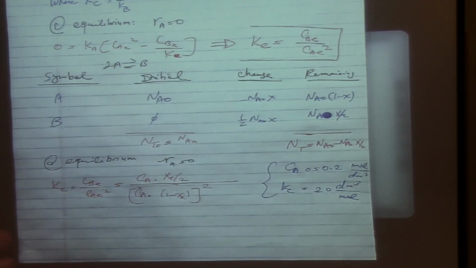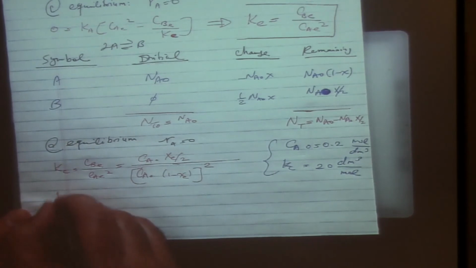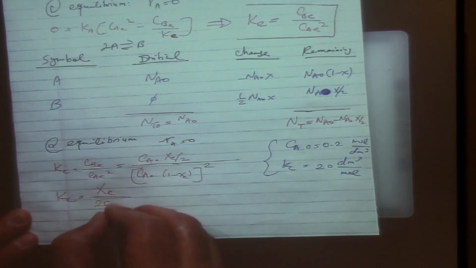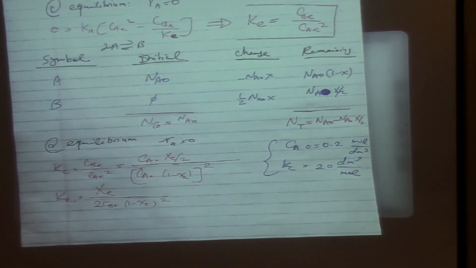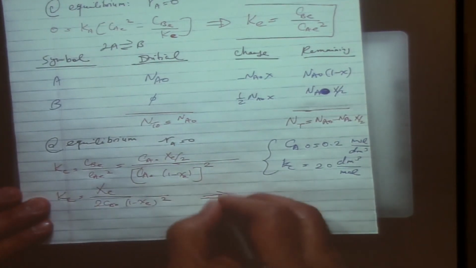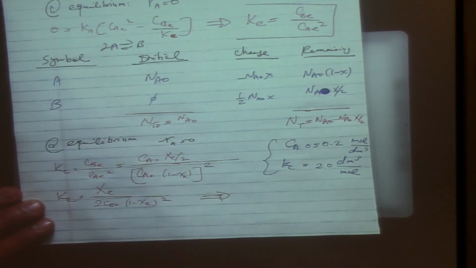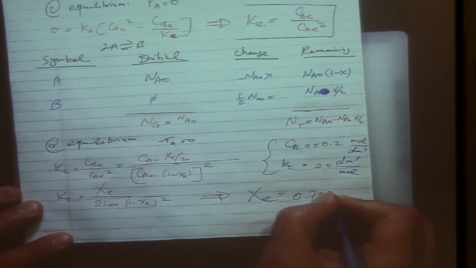Now if you plug these numbers into this equation, Kc would be Xe over 2, Ca0 (1 minus Xe) squared, and you can find Xe from this equation if you plug in all the numbers. You will find Xe to be 0.703.